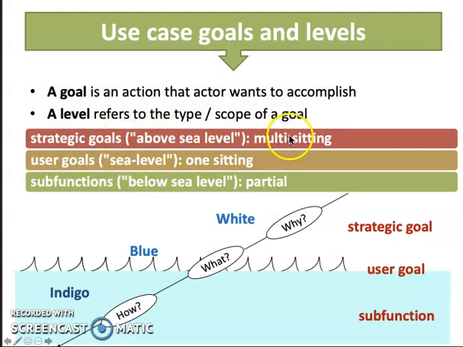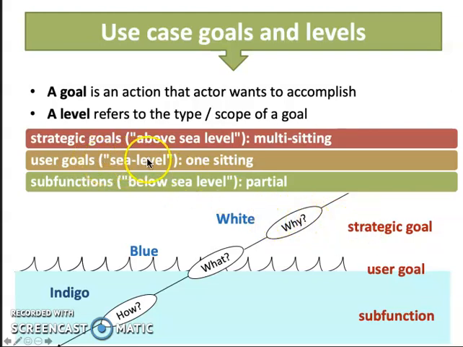And when we look at the strategic goal, it really is a high level goal. And this is very similar to the types of requirements that we spoke about in terms of business, user, and system requirements. Here, the strategic goals are very high level, more on an organizational level. And these goals are written for the formal use case descriptions, like I've said. So a strategic goal is a white goal, and what we say is above sea level, and we can do this in a multi-sitting. So the strategic goal is mostly answering the question of why. Like, why do we need to have this system? Why do we need to have this particular functionality?